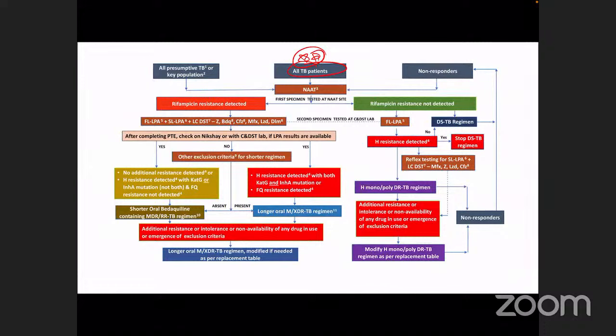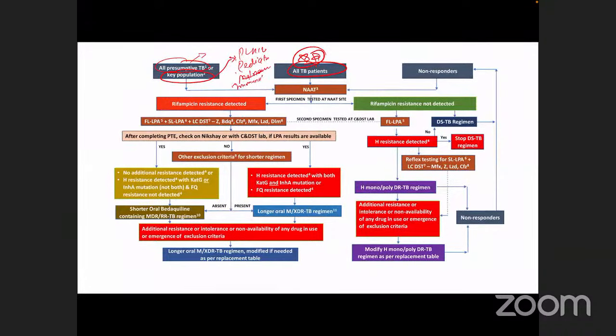Now, all presumptive TB, you know what is presumptive TB, and key population. When I say key population, it means those who have a high risk of resistance or very low sensitivity to smear, like PLHIV, like the pediatric age group, like malnourished, but better to use the word immunocompromised. These patients and EPTB patients have a high risk of resistant TB. That's why we go for CBNAT or TrueNAT upfront.